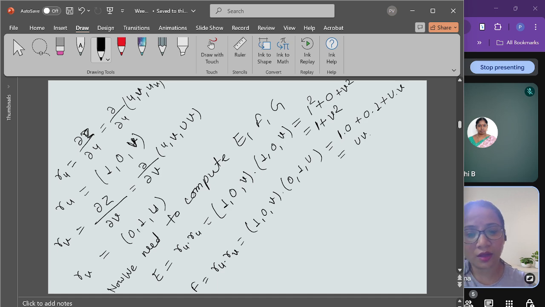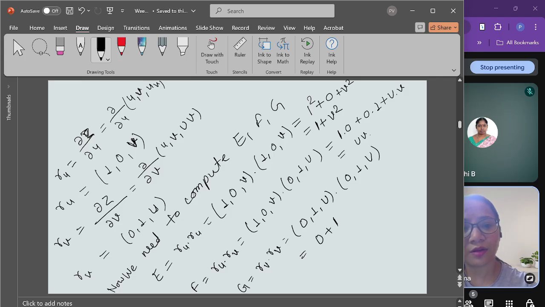Now next we need to find G. G is a simple dot product of the differentiation with respect to v, so Rv dot Rv. So (0, 1, u) dot (0, 1, u). If you take the dot product of these two, you will get 0 plus 1 square plus u square. So here you will get 1 plus u square.